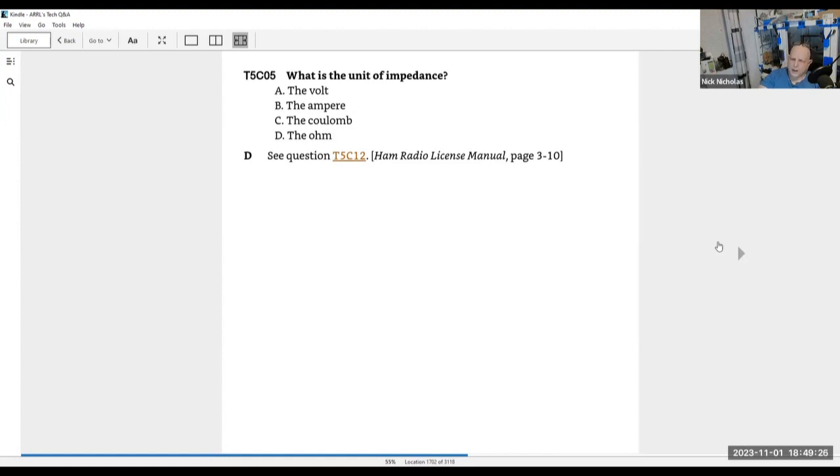But they are the combination of reactance, which is composed of both the capacitive and the inductive reactance, plus resistance. That's the definition of impedance. And the answer says the unit of measure is ohms.